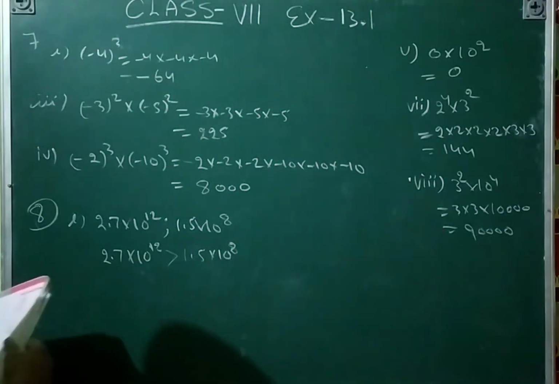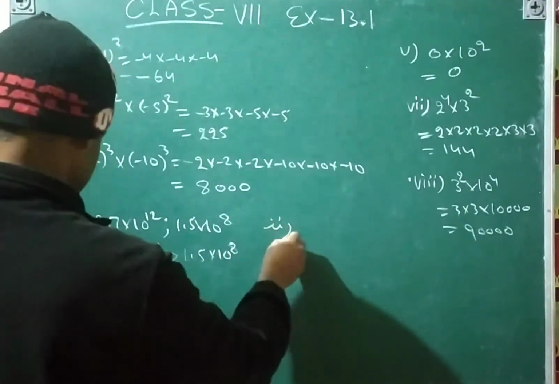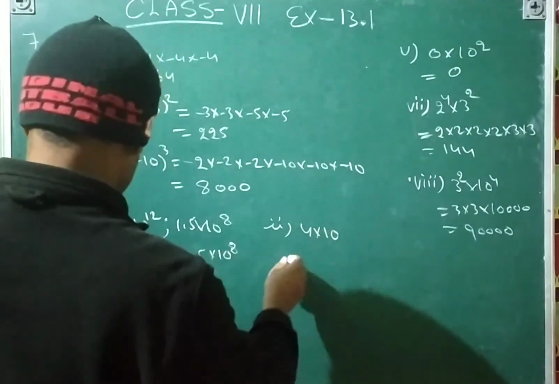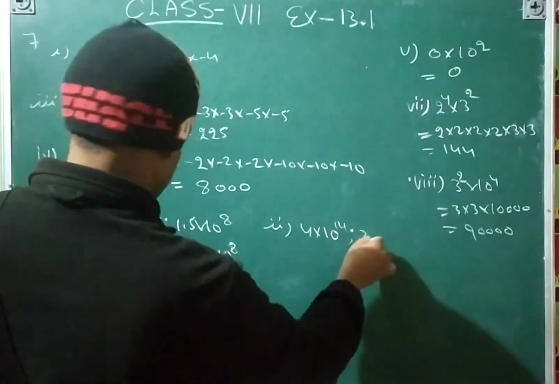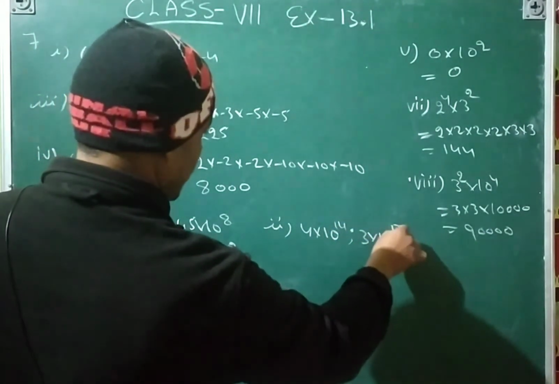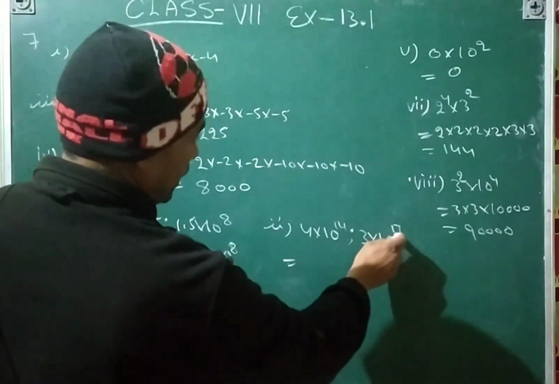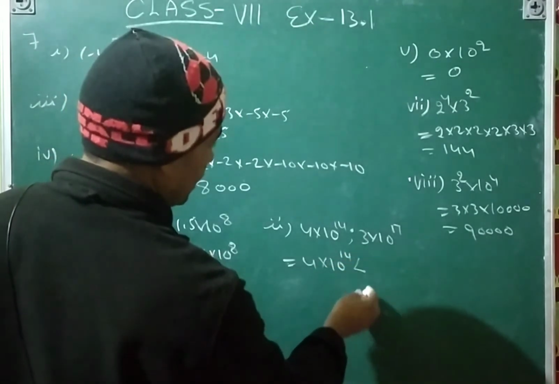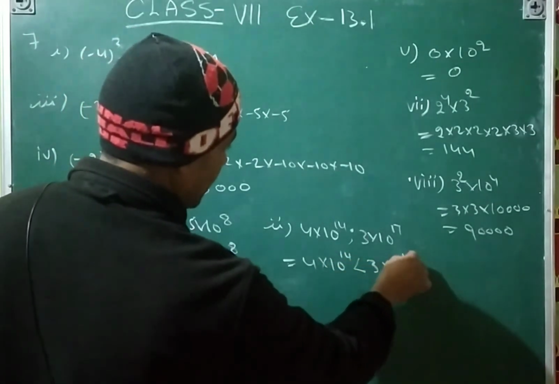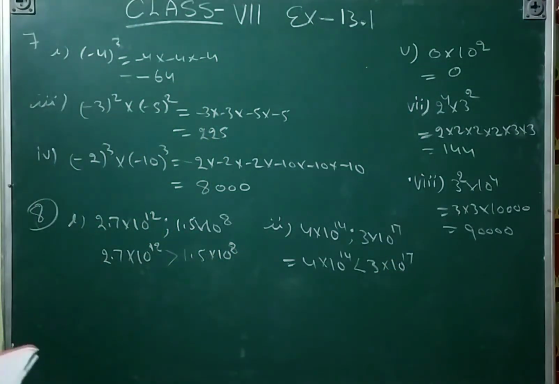And then the second part of this one also, 4 into 10 power 14 and then 3 into 10 power 17. So the 17 power is greater, so that will be greater. 4 into 10 power 14 is smaller than 3 into 10 power 17. That is the answer. And then we can check that also. This answer, yes, this is greater. Okay.